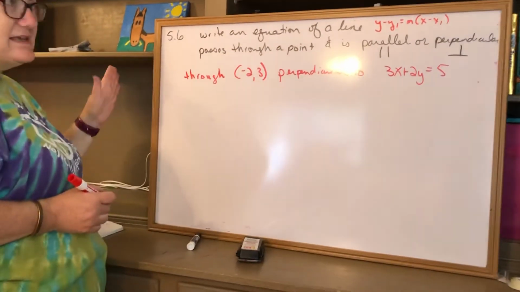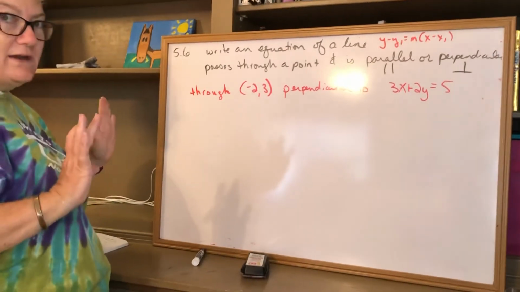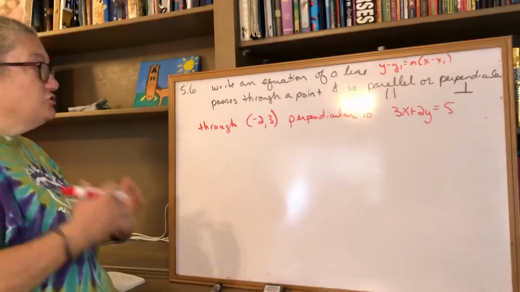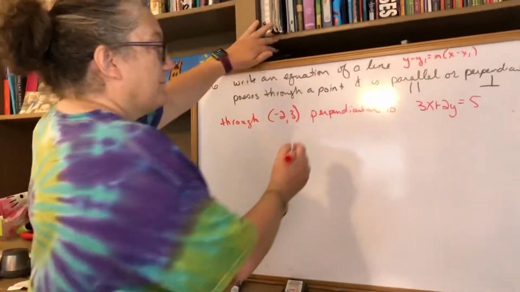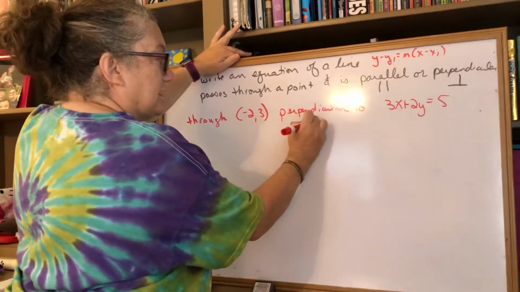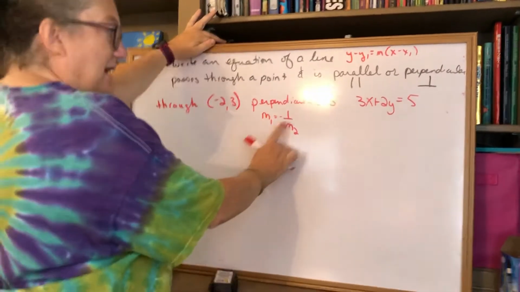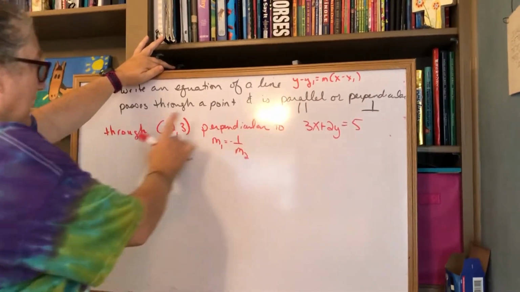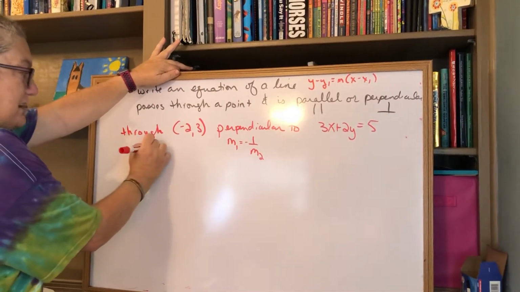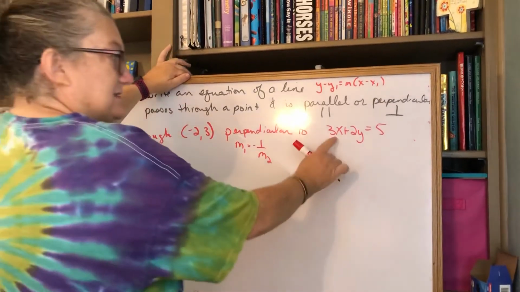So if you see this on a test, you're like, oh my God, I have no idea what's going on. You just start writing down what you do know. I know that perpendicular means that m1 equals the negative reciprocal of the second slope. So if I can find the slope of this one, I'll know what this slope is, right? So let's find this slope.